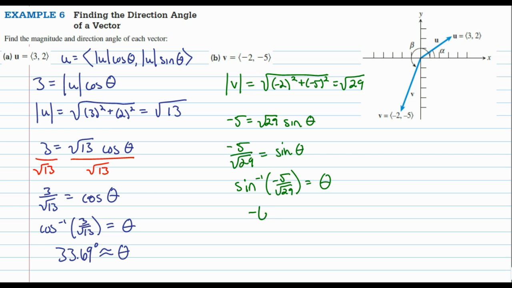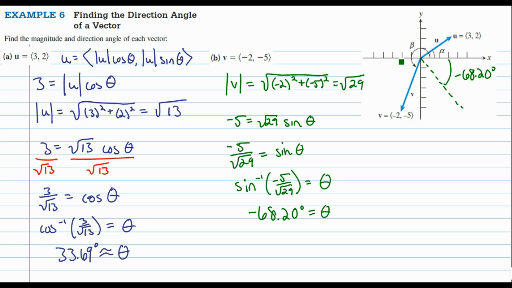I get negative 68.20 degrees should be theta. Well, that would be down here, negative 68.20 degrees. And that's not what I'm looking for, not in quadrant 4. But I can use 68.2 degrees as a reference angle for another angle that will land me in quadrant 3.